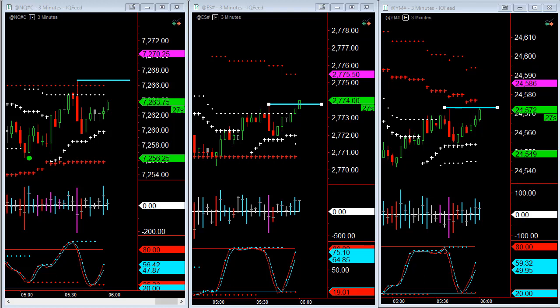Now, this also highlights why I like entering right at the ATR. Most people would enter on this bar. I'm entering on this bar because I'm watching the volume. On the ES, it would be here. On the NASDAQ, it would be here. So basically, you do not have a lot of risk.